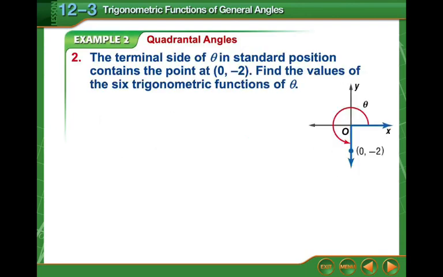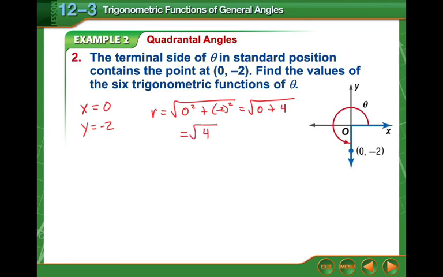So now we have this one that's a terminal side of theta in standard position, contains the point (0, negative 2). So we know our x is 0, our y is negative 2. Let's figure out what r is. Well, 0 squared is going to be 0, right? So is there really a point to doing this? Not really. 0 plus 4 is going to be 4, and the square root of 4 is 2. So r is 2.